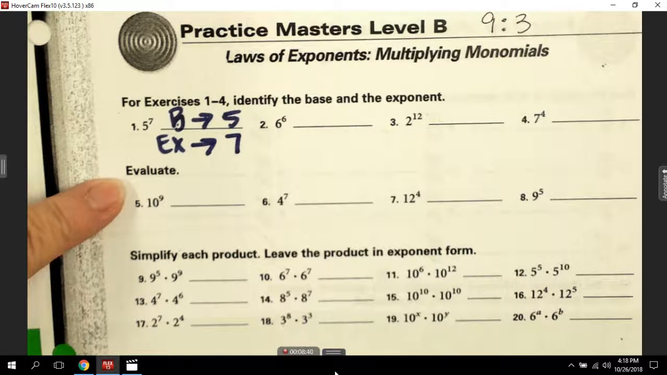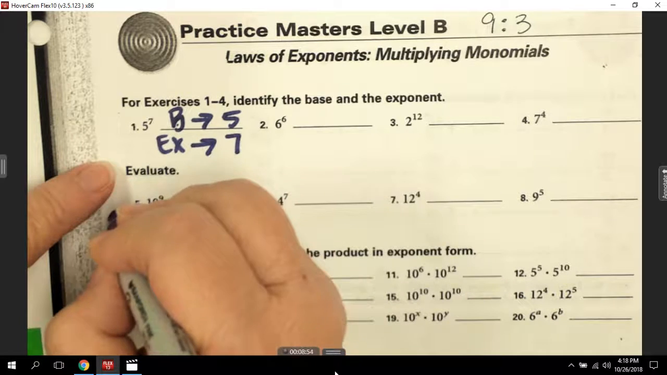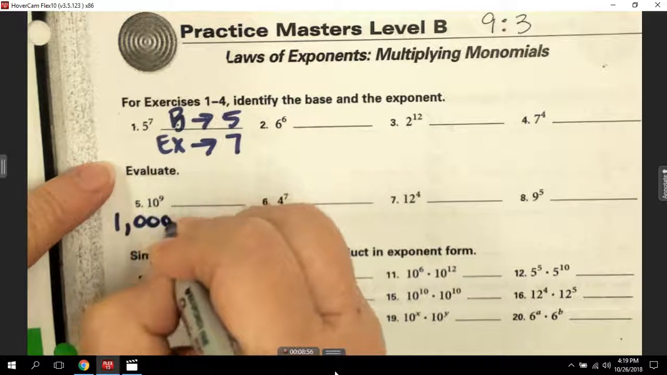Number 5, this section wants us to evaluate. Remember, that means to calculate or solve. And what's special about raising the number 10 to a certain power is the number of zeros is going to match the exponent. And I'm going to write it down here so I have enough room.